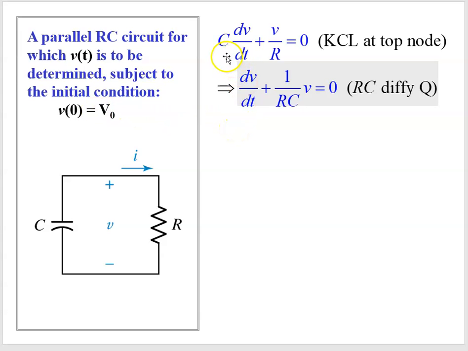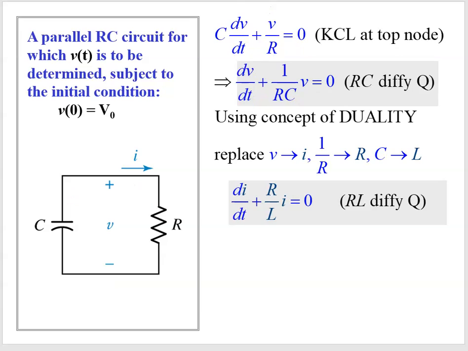So if we did our KCL equation at this top node here, the current through the capacitor, that's our IC, that's our C dV/dt, and our IR, at the bottom, that's our V over R. So that's got to be equal to 0. If we organize our differential equation so that dV/dt has a coefficient of 1, then we get dV/dt plus 1 over RC times V is equal to 0. So that's our source-free RC differential equation.